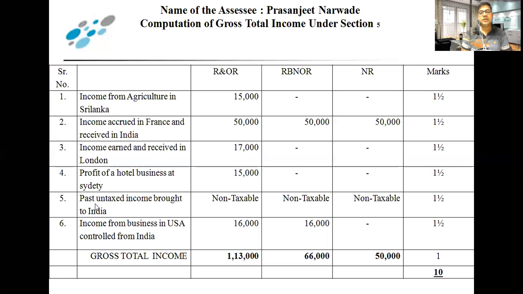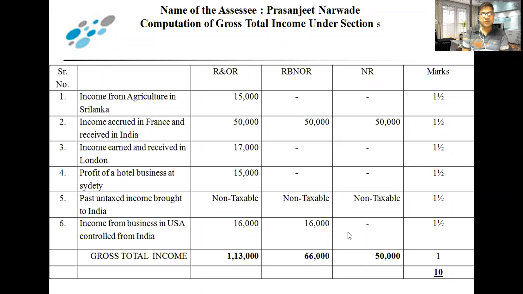The next is past untaxed income brought to India. Past means before; it is not a current year income. Untaxed means which is not taxable. If untaxed income is brought to India, there is no meaning in showing it as taxable. Therefore, we can put non-taxable, non-taxable, non-taxable. I hope you understood what I say. Why is there no meaning? Because it is a past untaxed profit. Therefore, we cannot say that it is taxable. We will simply write here non-taxable, non-taxable, non-taxable.